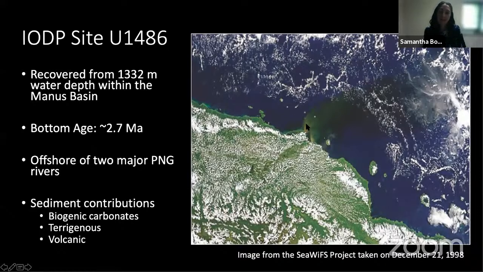And you can see in satellite images, this is basically that same view we were just looking at in that map. You can see these huge plumes of sediment making their way offshore of the north coast of Papua New Guinea.